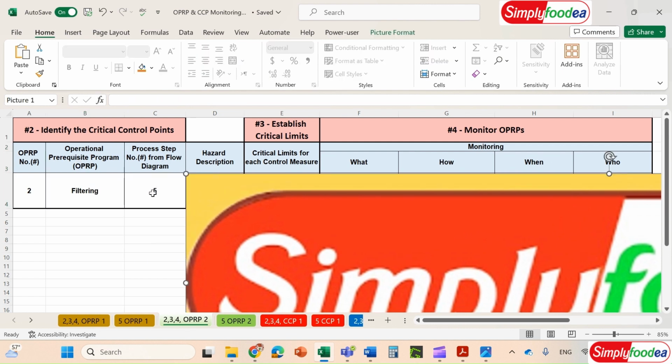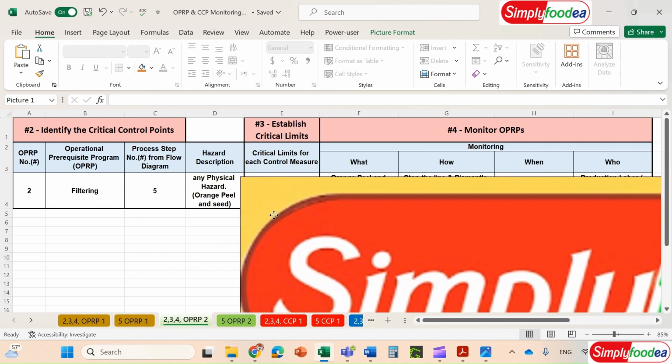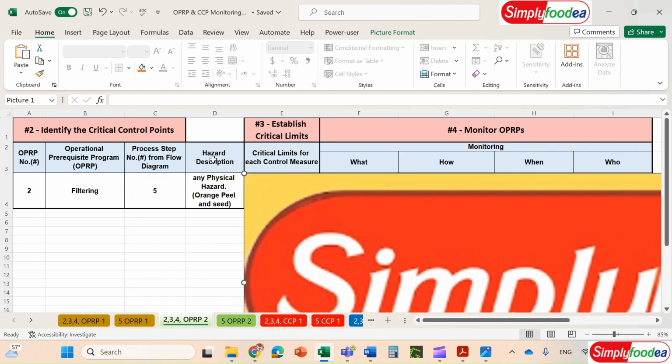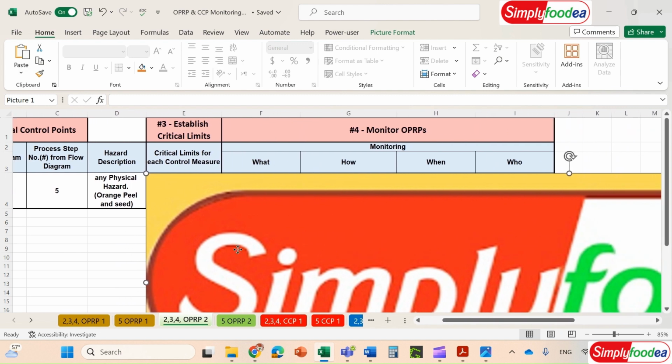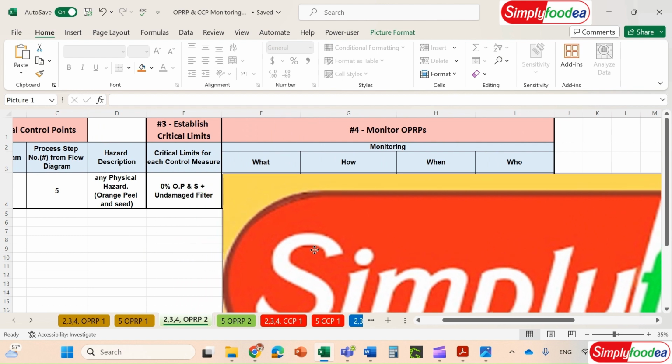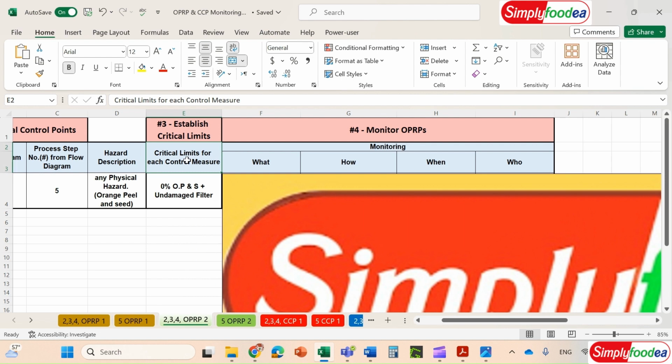Its number in the flow diagram is number five. For the hazard description, I'm defining any physical hazard, either orange peel or seed from the orange, after the squeezing process of the orange. For the critical limit, for each control measure, I'm mentioning that I want 0% orange peel and also 0% orange seed and an undamaged filter.